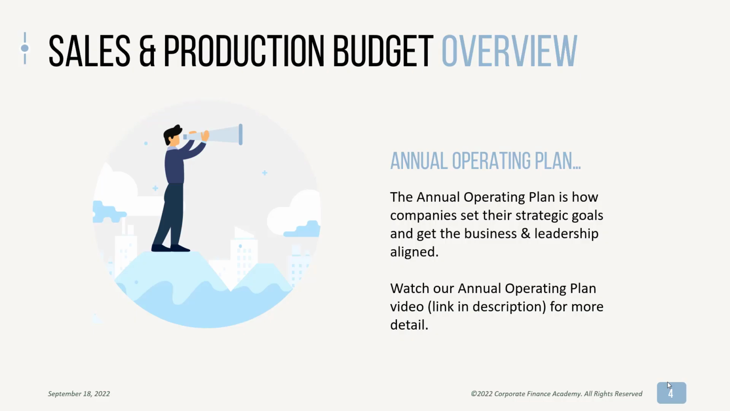Okay, so the sales and production budget. Overall, the sales and production budget is part of the annual operating plan. They are critical pieces of it. And the annual operating plan is how companies set their strategic goals and how we get the businesses aligned, get leadership aligned, set targets. It works for bonuses and compensation packages.